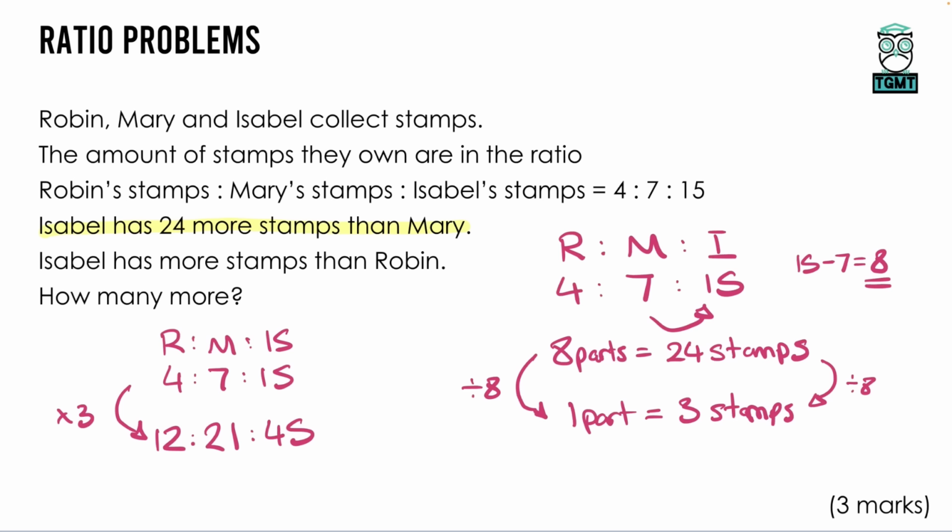Well, we have Isabel at the end. I've kind of written IS, which looks like 15, so let's get rid of that. So Isabel is at the end. Isabel has 15 stamps, and Robin has 4. So it's nice and easy to work out this final step now that we have the numbers. To work out how many more she has, 15 take away 4 gives us 11 stamps. So our final answer: Isabel has 11 more stamps than Robin.